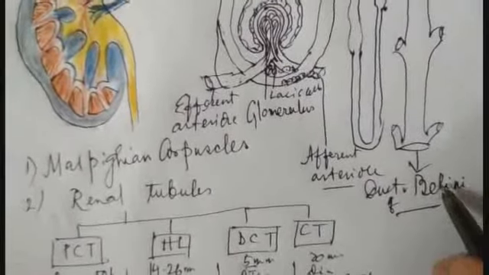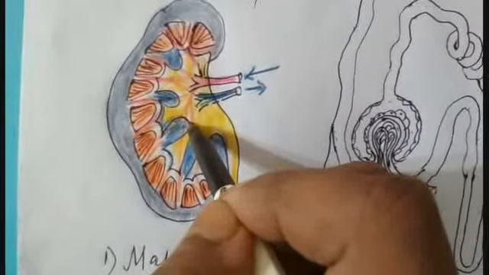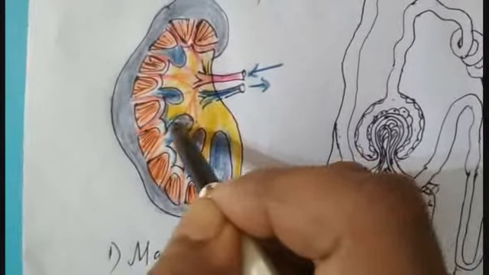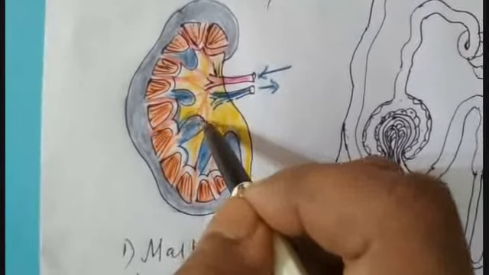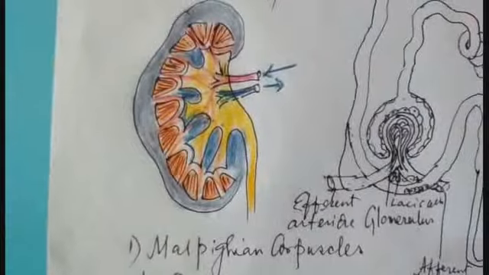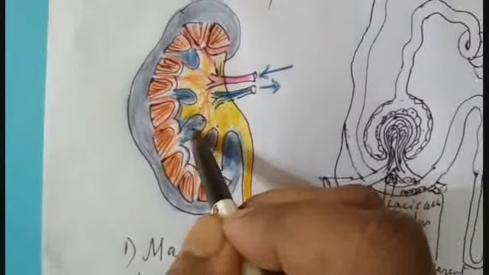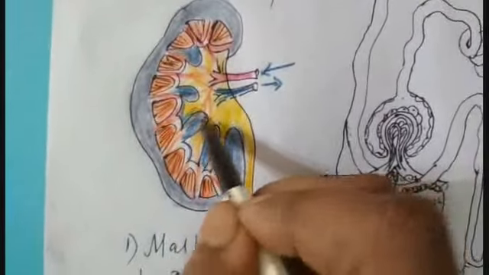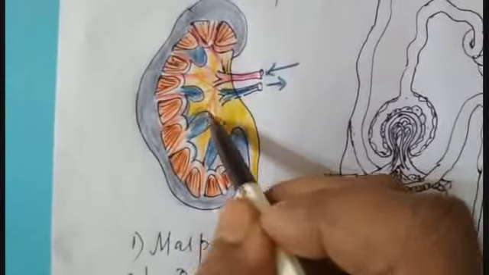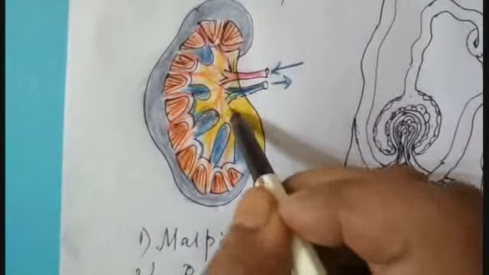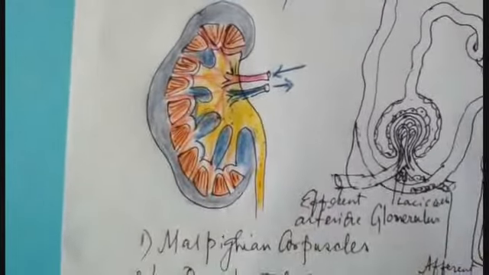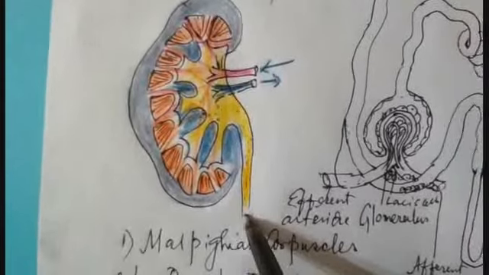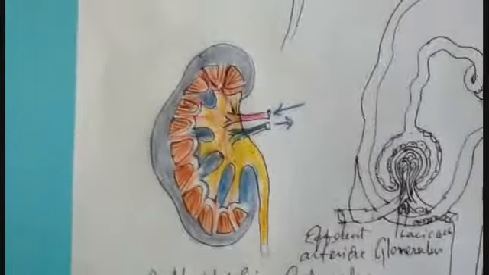Towards the duct of Bellini. The duct of Bellini ends in this tapering end of the renal pyramid, where the renal papilla is situated. This duct of Bellini ends here, and urine comes out from the renal papilla into the pelvis, and the pelvis secretes it to the urinary bladder. Next.